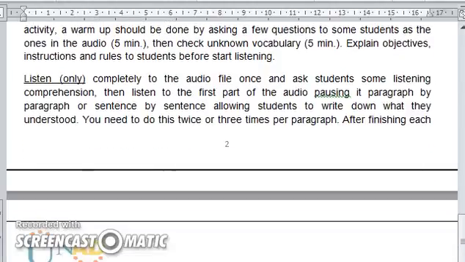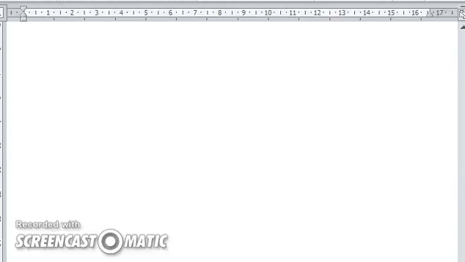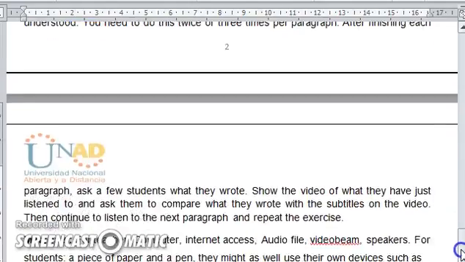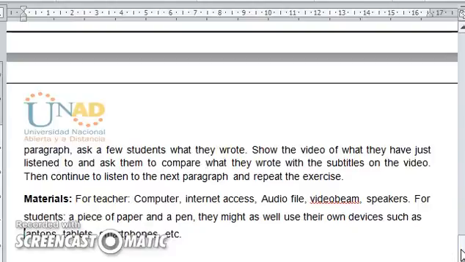After finishing each paragraph, you need to ask the students what they wrote. So show the video of what they have just listened to and ask them to compare what they wrote with the subtitles on the video. Then continue to listen to the next paragraph and repeat the exercise.